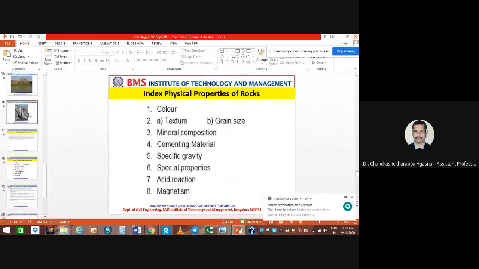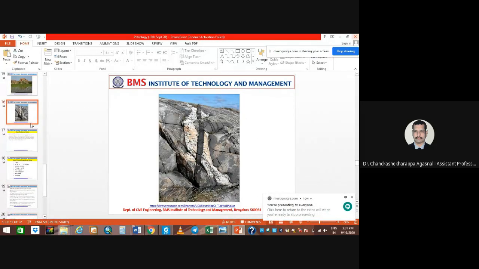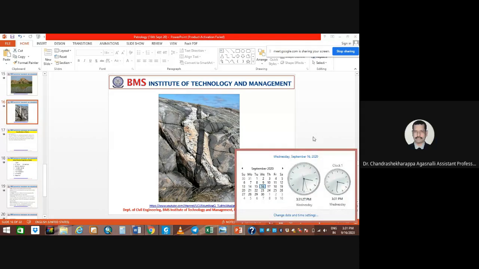Okay, what are the physical properties of rocks? Color, yes. Next, texture. Magnetism? A little bit difficult there because a rock is an aggregate of minerals, so it may not be there. If it is there, magnetite, yes, of course there's a possibility. Then next, texture.